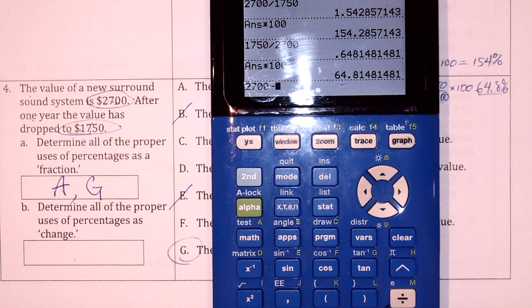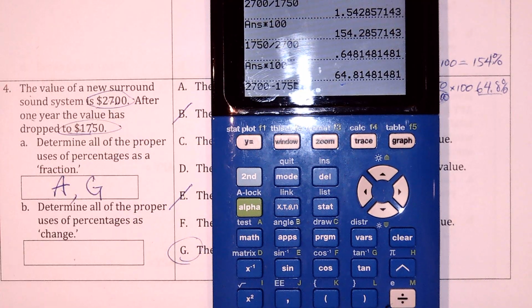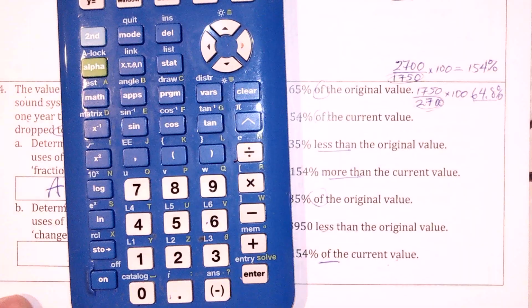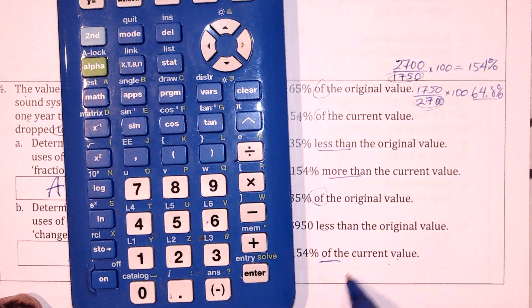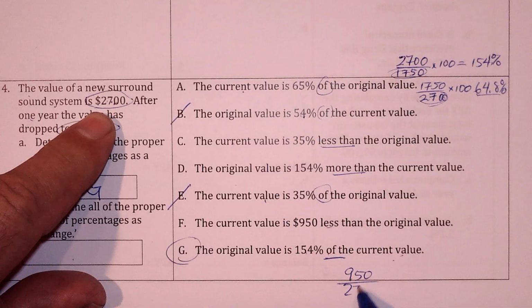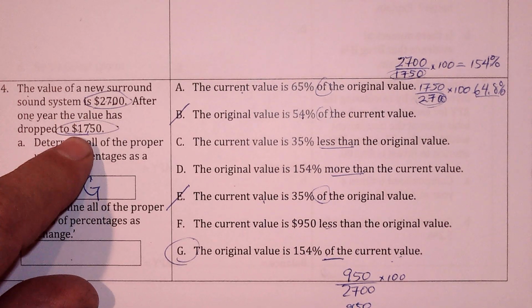2,700 minus 1,750 is 950. So now we want to do 950 divided by 2,700 times 100 to make it a percent, and we want to do 950 divided by 1,750 times 100 to make it a percent.